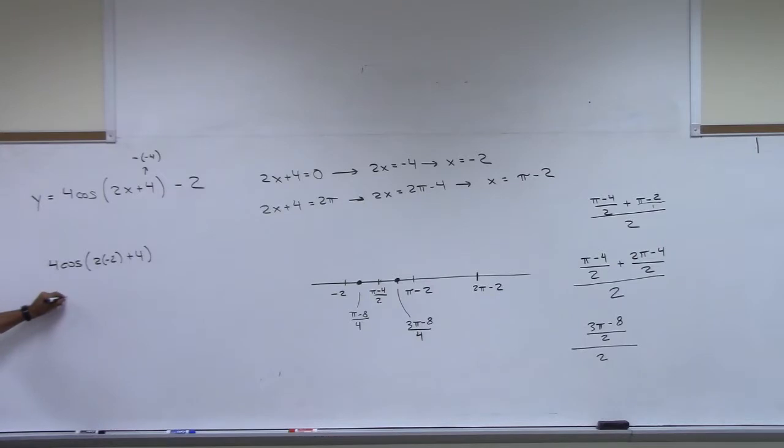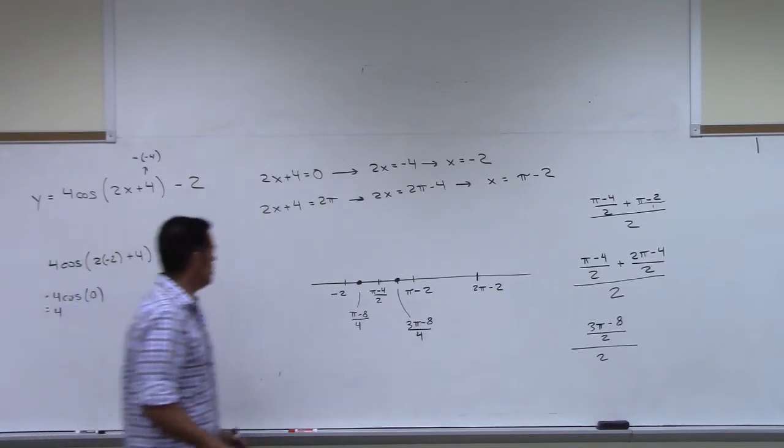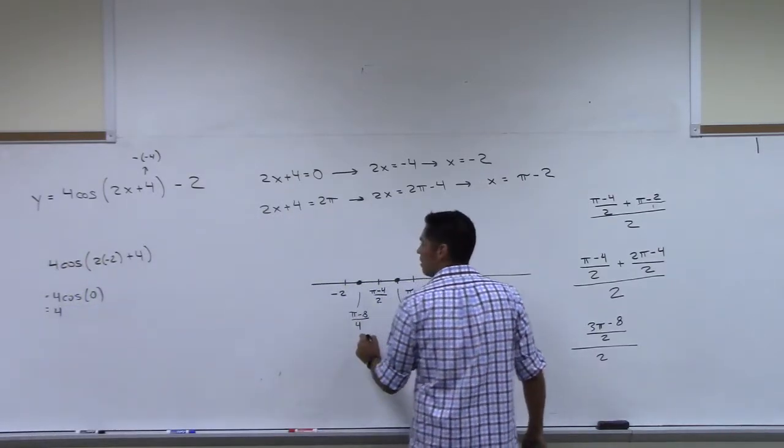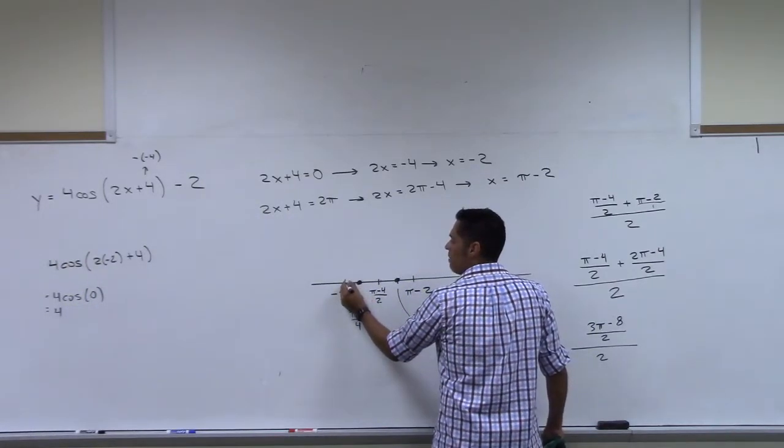So here, what do we get? 4 cosine of 0. Cosine of 0 is the x-coordinate at the angle 0 on the unit circle. It's 1. So this is 4 times 1. This is 4. Now I'll do the minus 2 after. So right now, if I were to graph this, at negative 2, I'm up at 4.